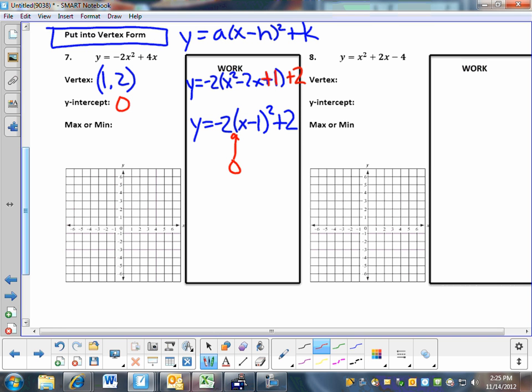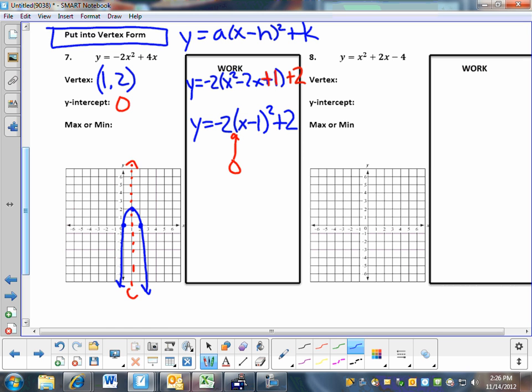So I could graph it now. And the reason why I like to find the y-intercept is as I graph it, I plot 1, 2, which is my vertex. And then I know that I have this axis of symmetry that goes down the middle. I didn't ask you to find it for these. But the axis of symmetry, it goes down the middle. If I have the point, or the y-intercept of 0, what other point can I plot? 2, 0. So that gives you a better idea of exactly what the shape looks like. So now I could draw my parabola.